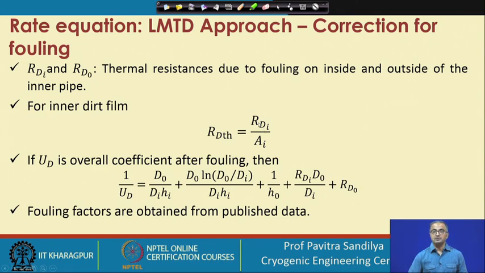So this is with respect to the inner pipe wall, and then we modify our overall heat transfer coefficient by including the two resistances at the inner and outer pipe walls. And these fouling factors, that is these RD values, are obtained from the published data.